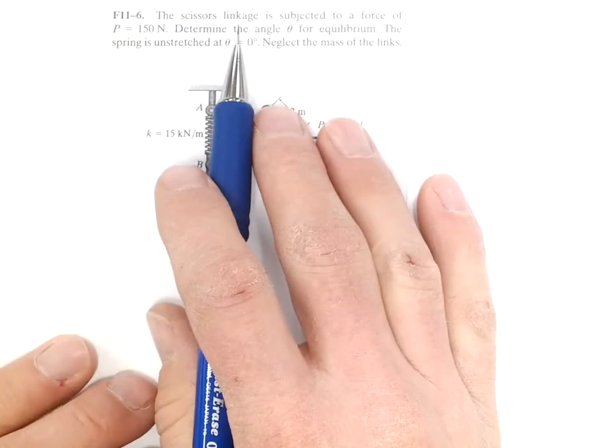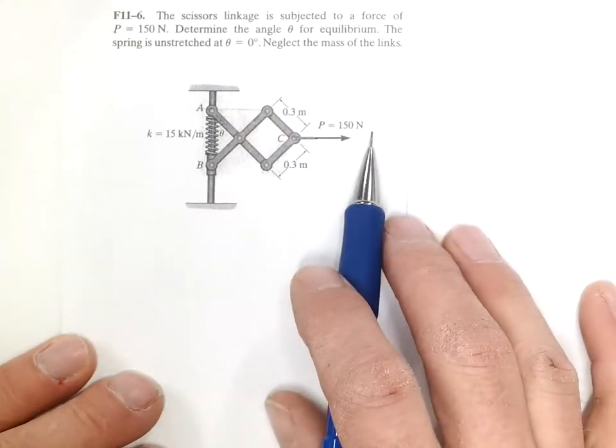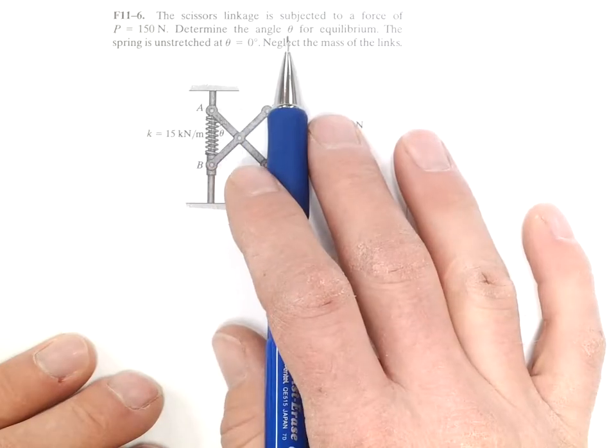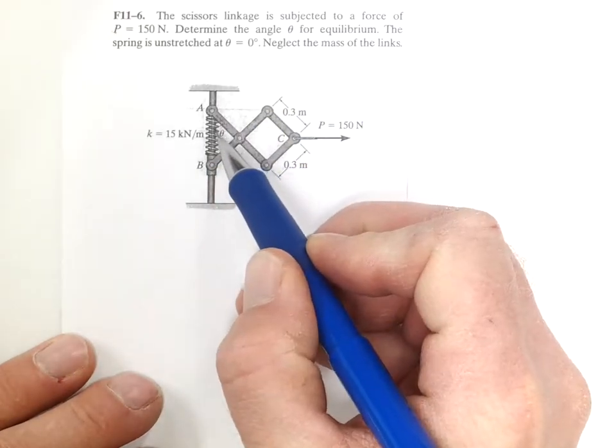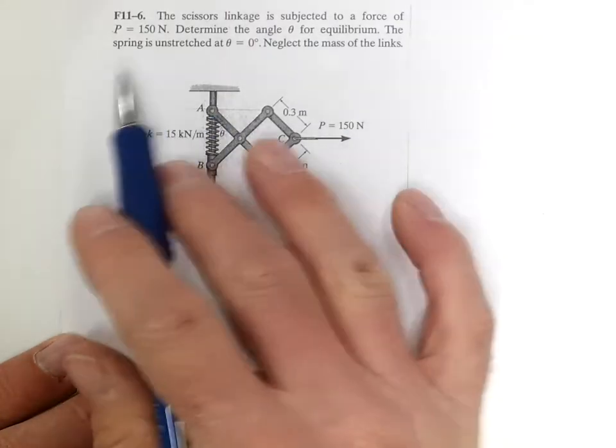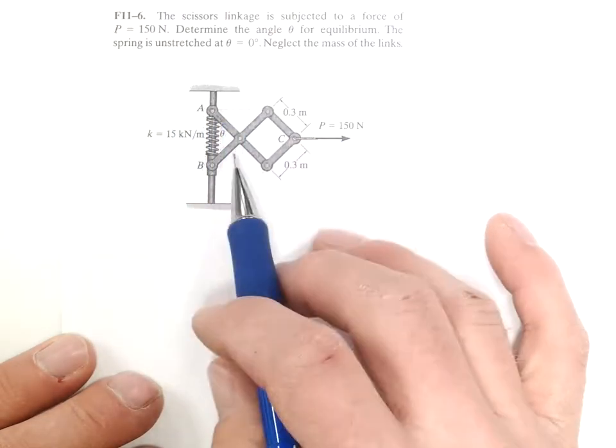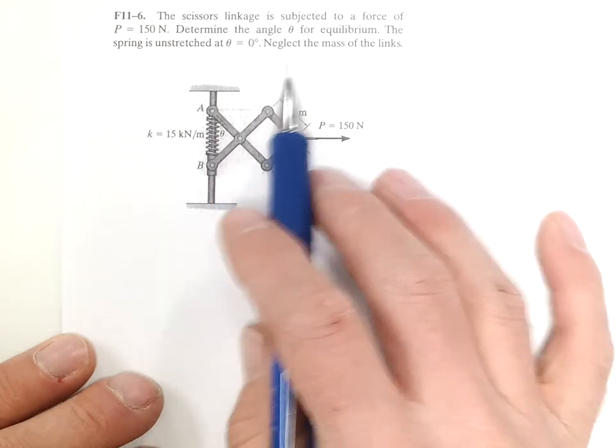The scissors linkage is subjected to a force of 150 newtons. Determine the angle theta for equilibrium. So theta is right there. The spring is unstretched at theta equals 0. Neglect the mass of the link.